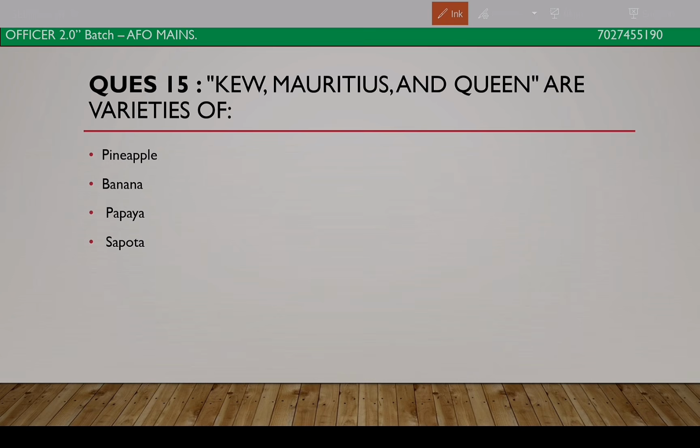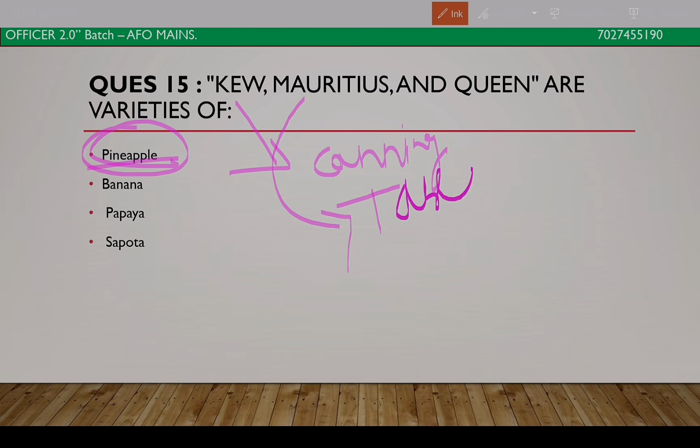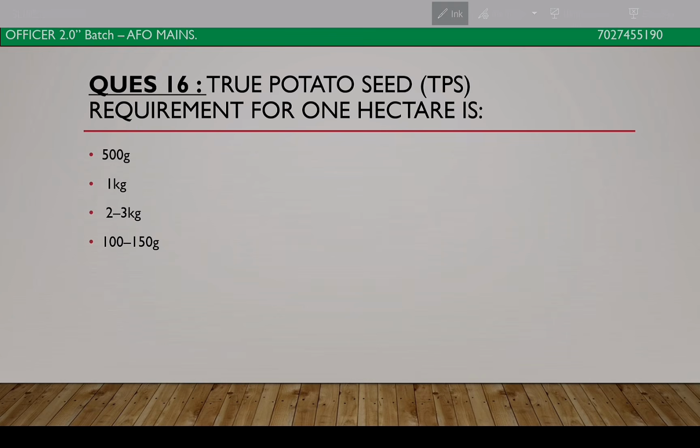Now this question, Queen, Mauritius and Queen are varieties of. Queen means varieties of pineapple. Remember, Kew, it is used for canning industry. Canning. Okay. Mauritius is used for table purpose. Table purpose means fresh consumption. And Queen variety is freshly consumed, but it has aroma.